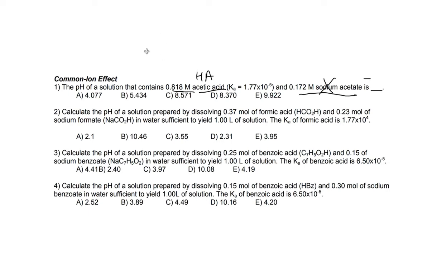So whenever you calculate the pH of a buffer solution, you're going to use Henderson-Hasselbalch. pH is equal to pKa plus the log of the base over the acid. So to get this answer, you're going to go 0.818. And then you're going to put 0.172 on the top because that's the conjugate base. When I do the calculation, it's going to be 0.172 divided by 0.818.